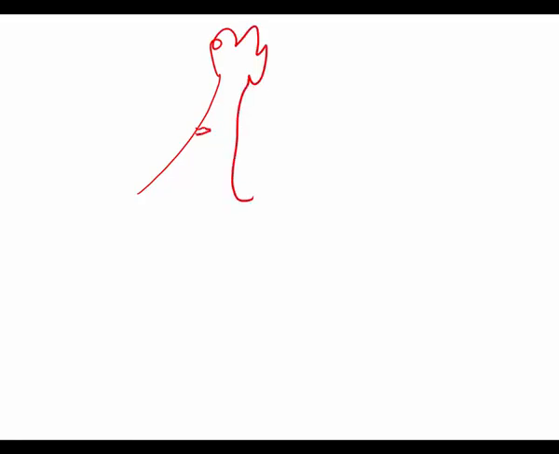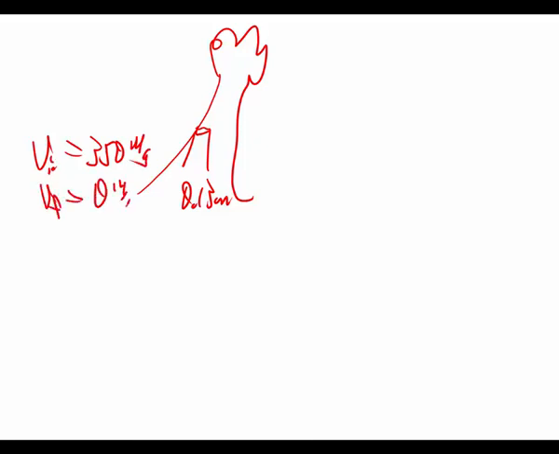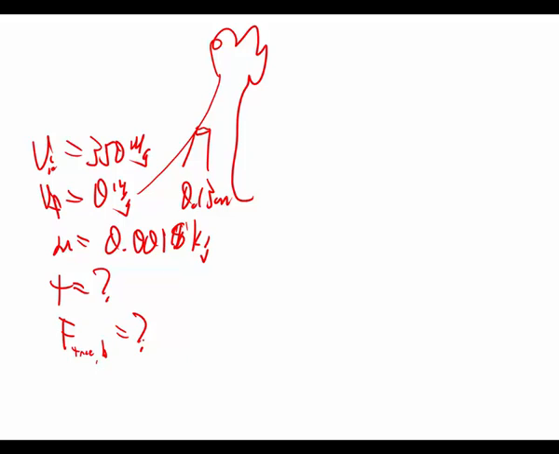Bullet. Sorry about that. Okay, 0.13 meters. Velocity is 350. I don't know why they put it right. 350, that's initial. Final is 0. The mass is 0.0018 kilograms. Darn pen doesn't want to work. We've got to find time, and we've got to find the force of the tree on the bullet.